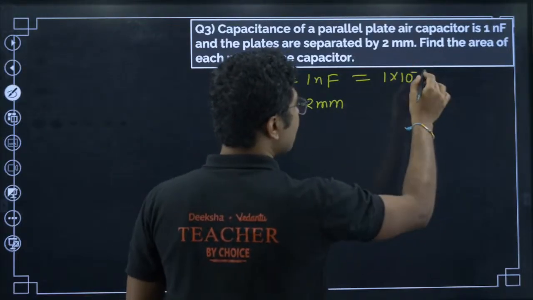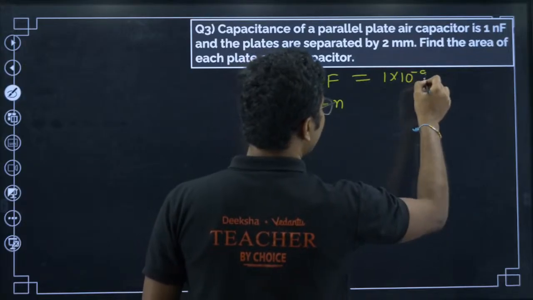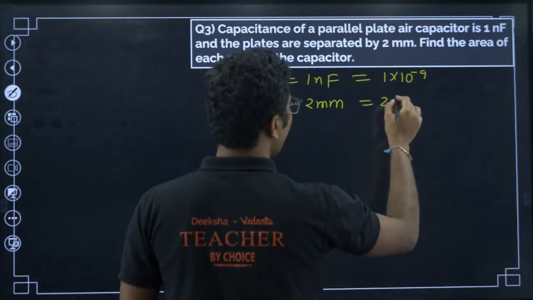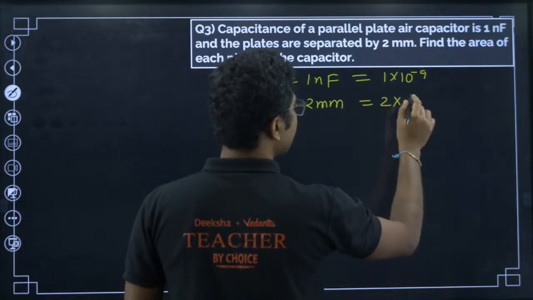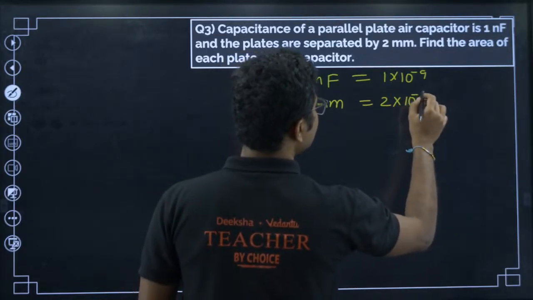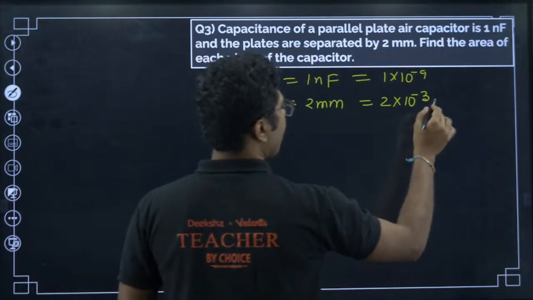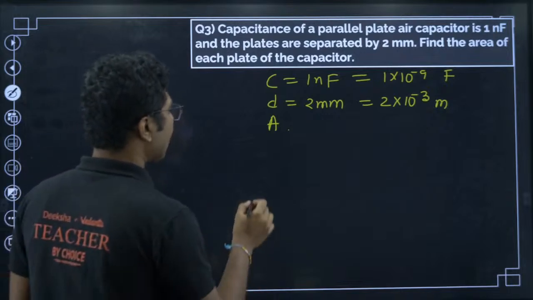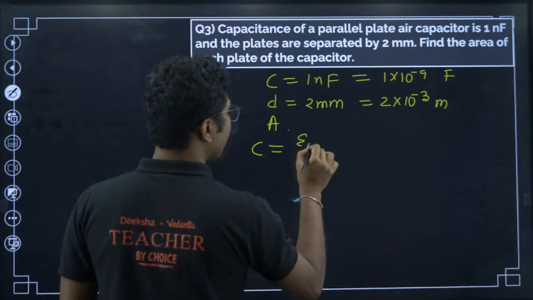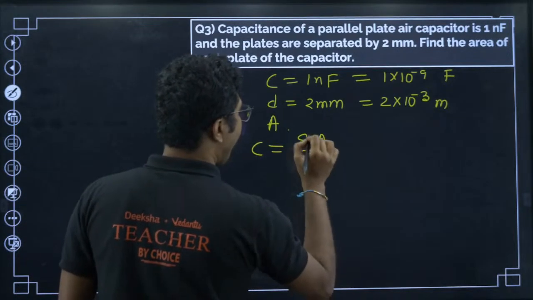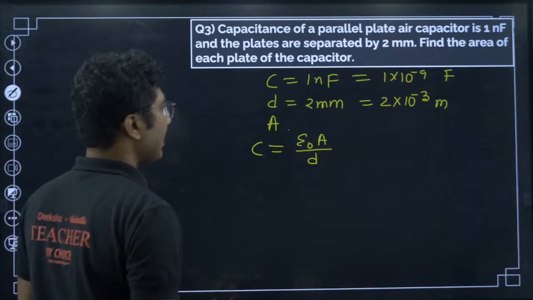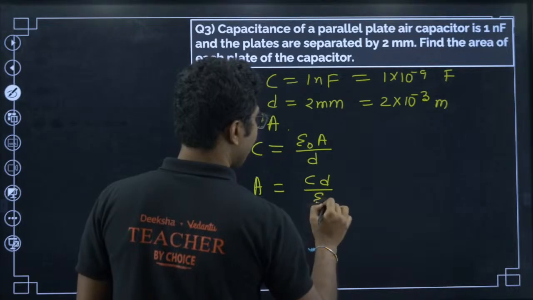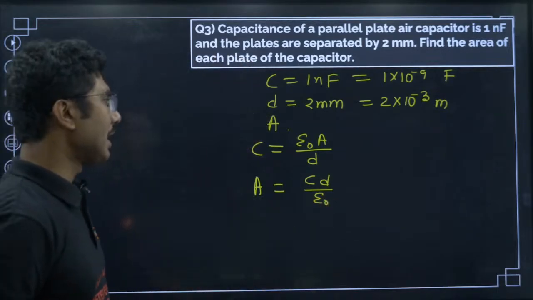Now, I will not solve the final answer because it requires a little bit of calculator. Okay, I will tell you what to do and you will calculate it. 2 millimeter is 10 to the power of minus 3 meter. This is in farad. You have to calculate the area. How to calculate that? C is equal to epsilon naught A by D. So area equals C into D by epsilon naught. So if you put the values, you will get the answer.